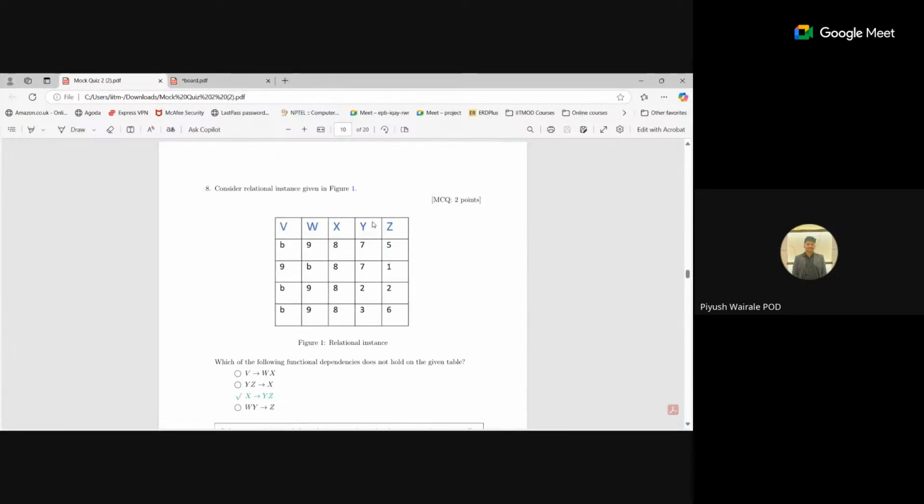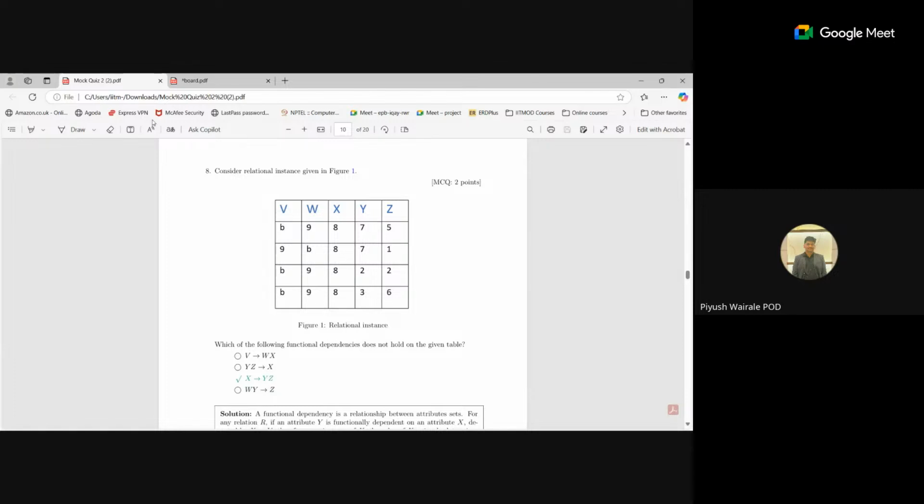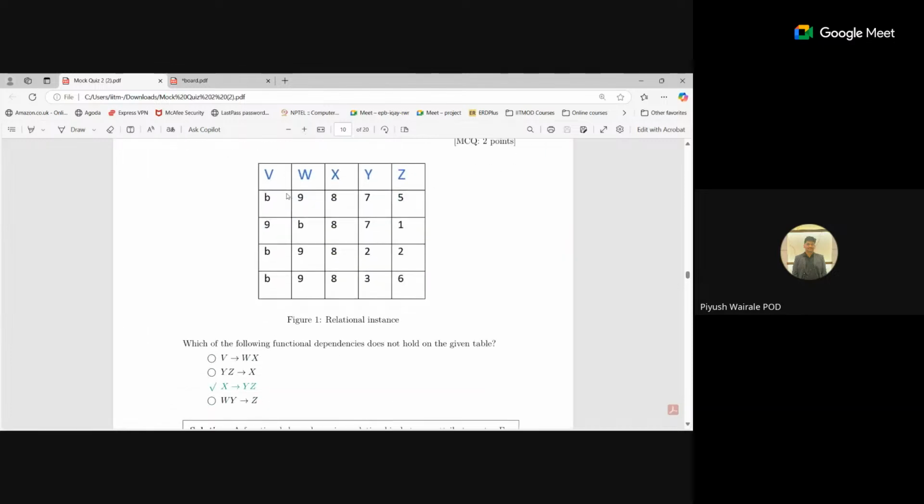Okay. So the solution is already given in this particular question, but anyway, we can discuss the concept of functional dependency here. So you can see we have these 5 columns: V, W, X, Y, Z, right? Now, suppose I want to check V determines W, X. Is this functional dependency valid here? If not valid, how is it violating?